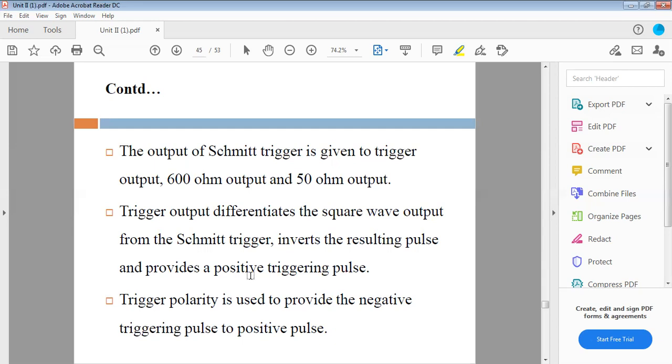How we are inverting is with the help of the trigger polarity, which is used to provide the negative triggering pulse to the positive pulse. We are having a trigger polarity which is used for inverting the negative pulses to the positive pulses. So this is about the pulse and square wave generators.